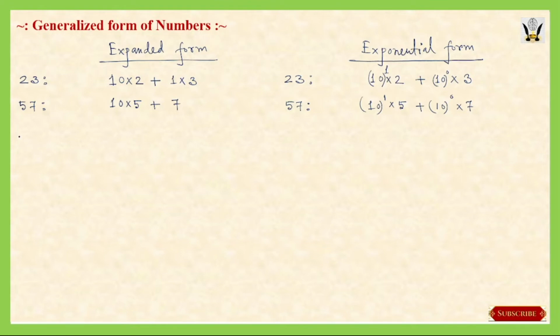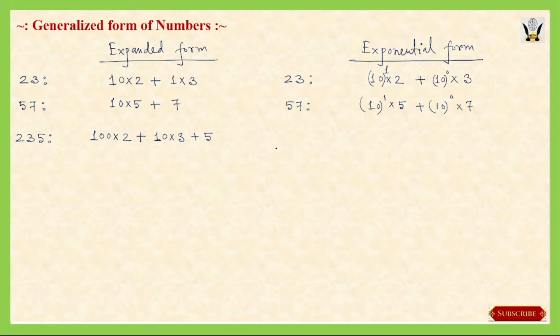Now suppose we take a 3-digit number, say 235. How can we represent that? 235 means 200 plus 30 plus 5, right? So in total it gives us 235. We have to represent 200, 30 and 5 separately in expanded form. So 200 we can write this way: 100 multiplied by 2, that means it is 200. Then 30 we can write as 10 multiplied by 3, so that gives 30, and then plus 5. So it will give us 200 plus 30 plus 5, 235.